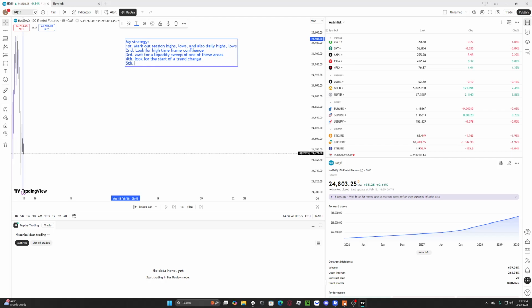Fifth, look for some sort of retracement, order block, fair value gap. Sixth, look for a break of structure or fair value gap, or no, inverse fair value gap, and enter off that.